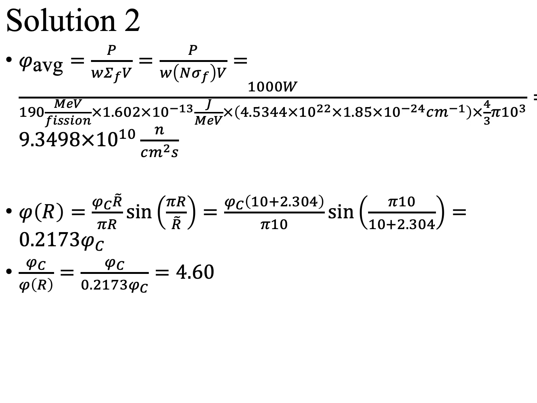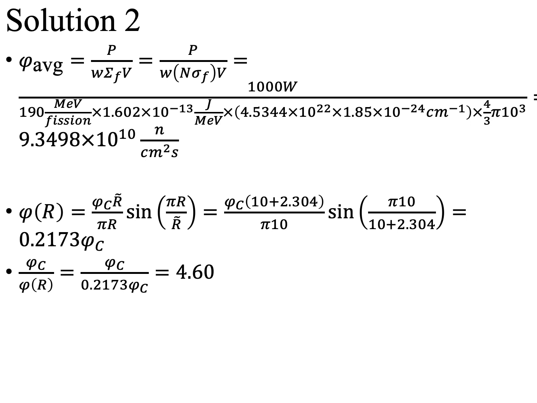And here this r and also this r, that is your radius at the edge. At the edge, you get this value. This value means that at the surface of this sphere, the neutron flux is about 22% of the phi center.